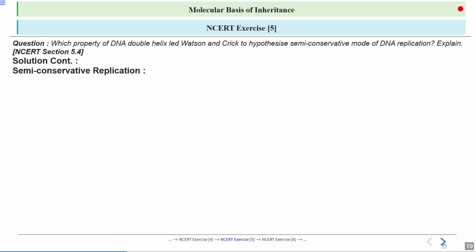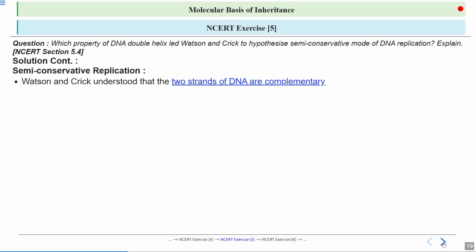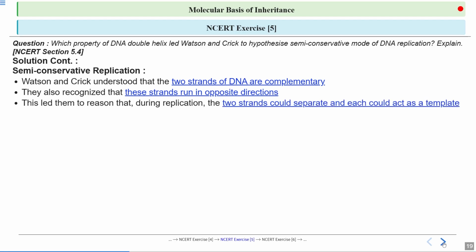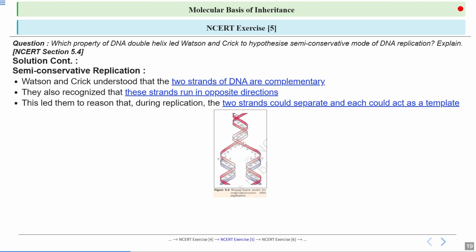Now, if we talk about semi-conservative replication, Watson and Crick understood that the two strands of DNA are complementary. They also recognized that these strands run in opposite directions. This led them to reason that during replication, the two strands could separate and each could act as a template. Here we can see the two strands separated, each acting as a template, and replication is happening.